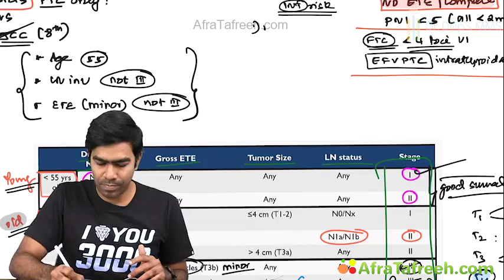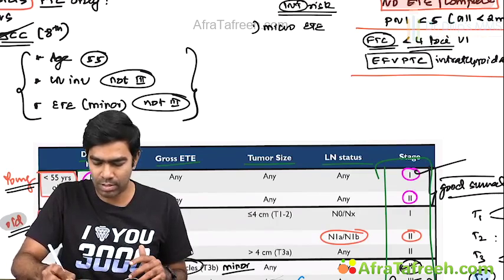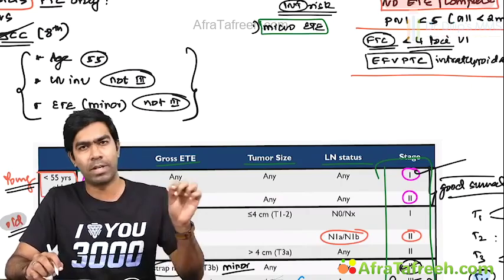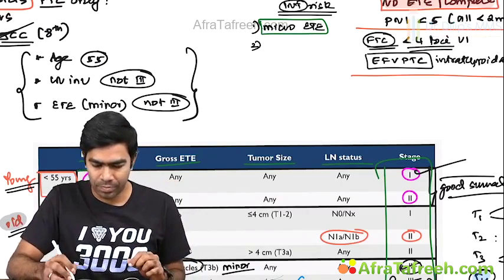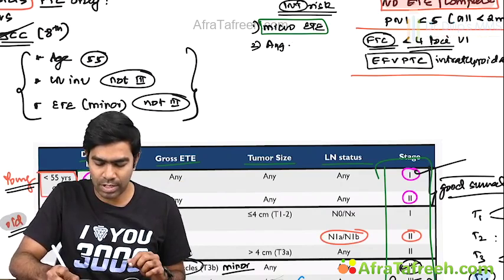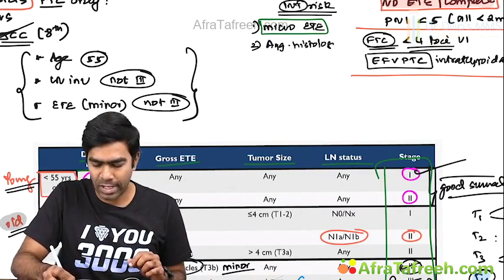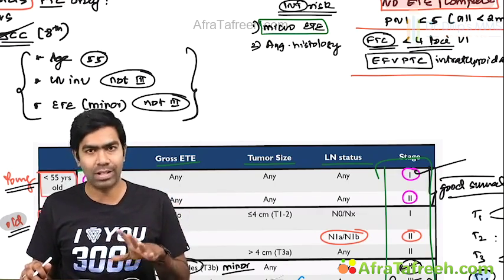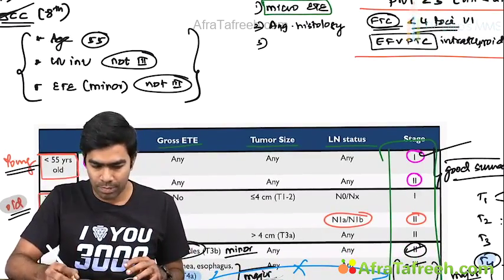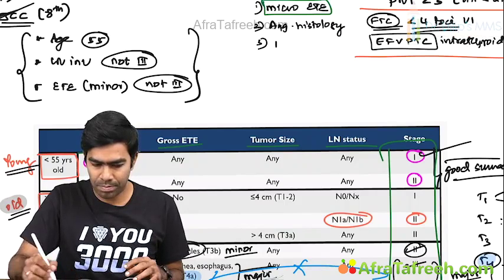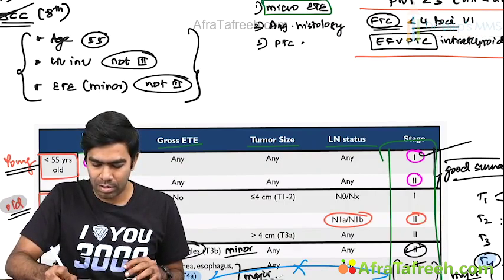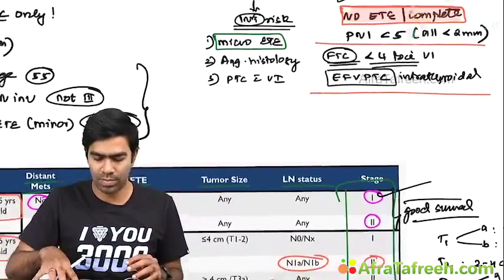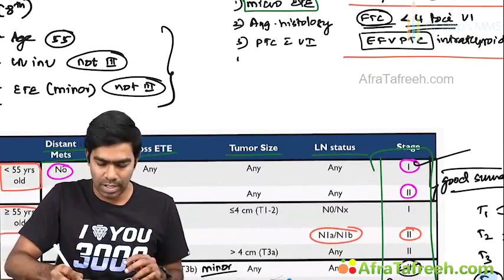So intermediate risk, number one, if you have a microscopic extrathyroidal extension, which means grossly the surgeon disagrees that there is some extrathyroidal extension, but the pathologist tells there is some microscopic extrathyroidal extension. And if you have aggressive histological types of PTC, like your tall cell variant, columnar variant, hobnail variant, Hurthle cell variant. Now you have a PTC with vascular invasion. I told you, PTC, usually if there's no vascular invasion, that puts them under low risk. If it's with vascular invasion, that puts them under intermediate risk.